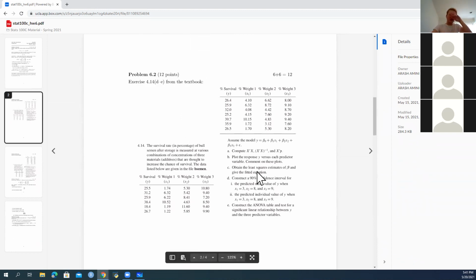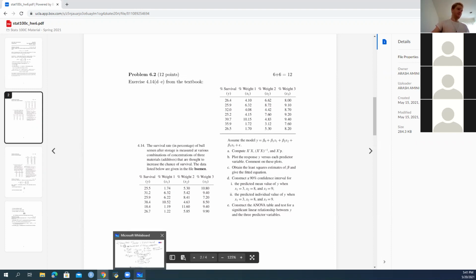Okay, so what you need to do this is you need to look at the predicted value. You're looking specifically at the predicted value of the mean of Y. So you talked about the predicted mean value of Y and the predicted individual value of Y with these certain values, and you find a 90% confidence interval.